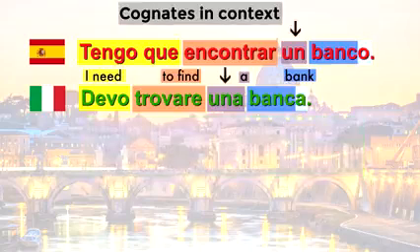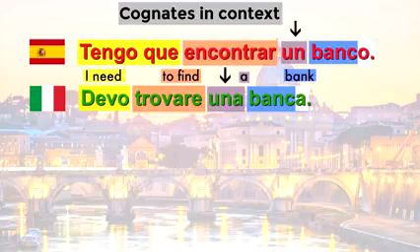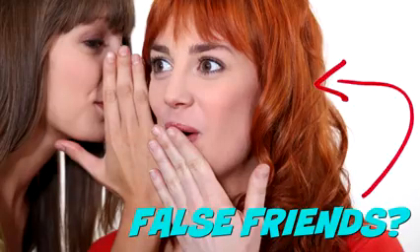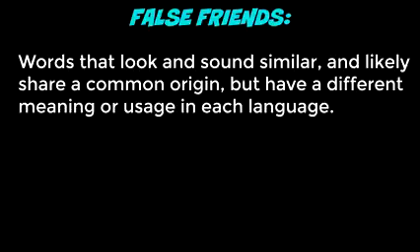Next, you can see that the words for bank are cognates, but interestingly, they have different gender. In Spanish, it's masculine, which we can see from the article un and the o at the end of banco, and in Italian, it's feminine, which we can see from the article una and the a at the end of banca. So from these examples, we can see that there's a lot of crossover between Spanish vocabulary and Italian vocabulary, but there are also some false friends to watch out for. False friends? No, I don't mean two-faced people who talk behind your back. I mean words that look and sound similar in either language and likely share a common origin, but they have a different meaning or usage in each language.